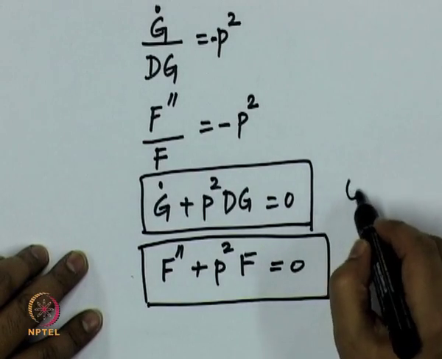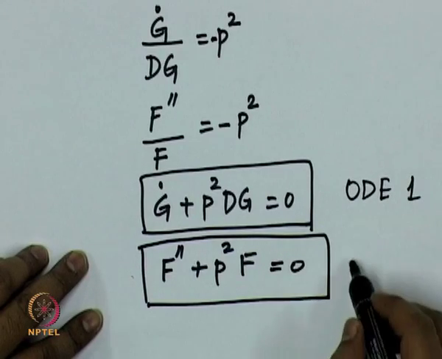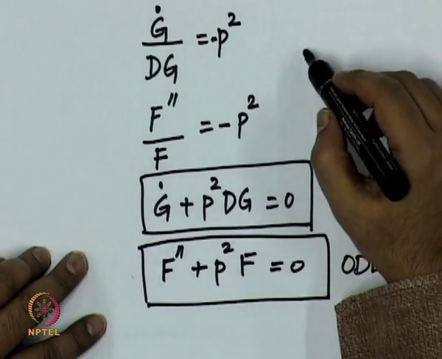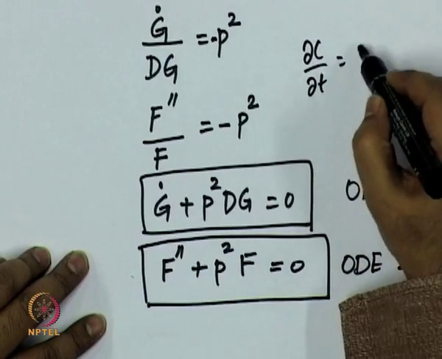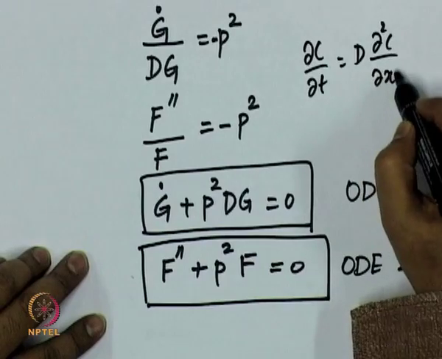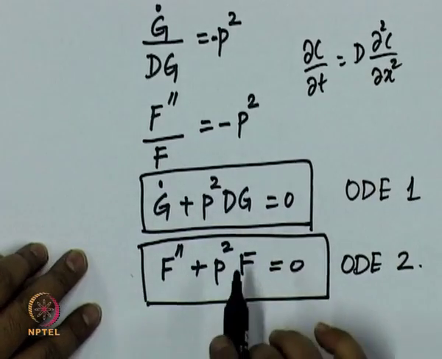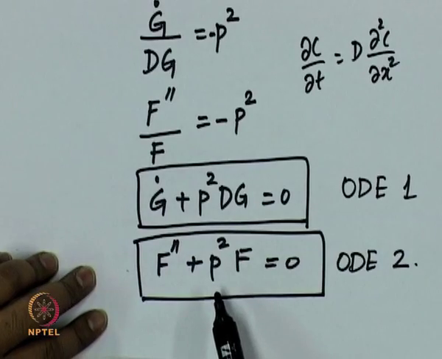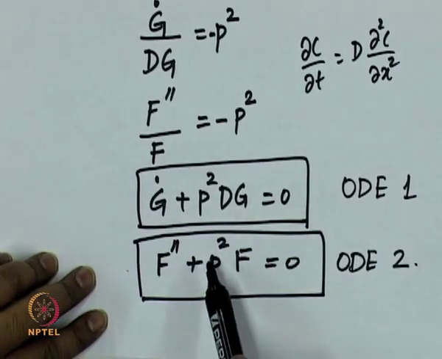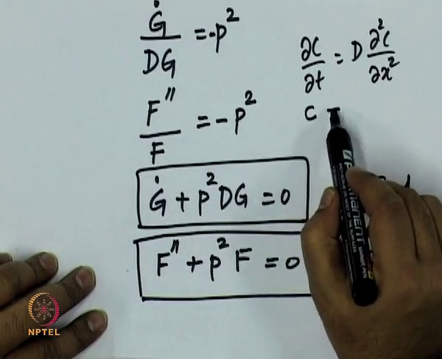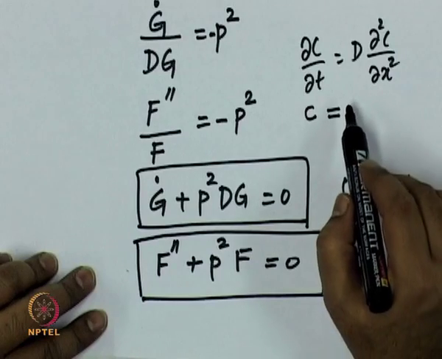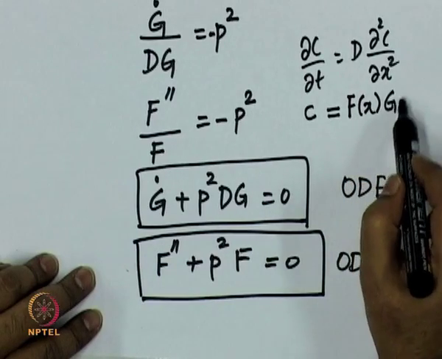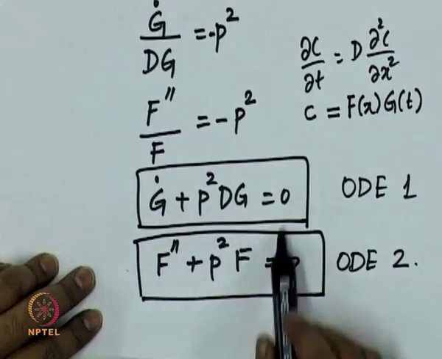So, you have ODE 1, ODE 2. We started with the partial differential equation which was ∂c/∂t is equal to D ∂²c/∂x². Remember, we have not used the boundary conditions yet; we will use that later, and we have reduced that equation to ordinary differential equations. The reason why we could go from here to here is because we assumed that the composition is separable into the two variables, one just a function of x, the other just a function of t. So, substitute back and you can get to this.